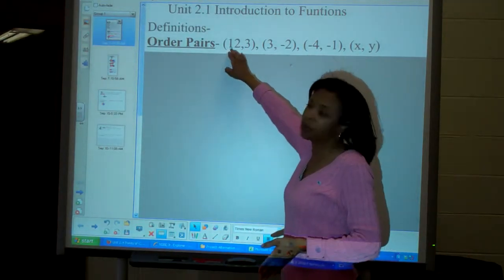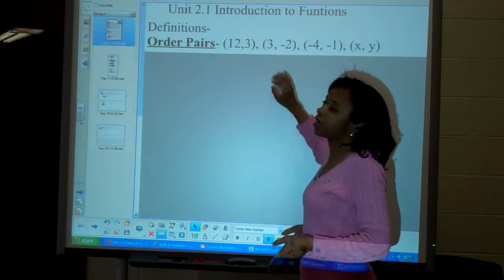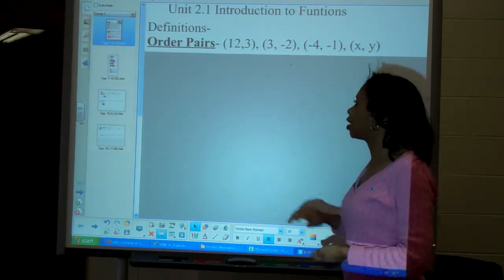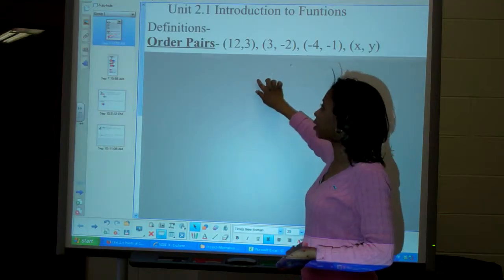So for example, our ordered pairs are (12, 3), (3, -2), (-4, -1). Those are four sets of ordered pairs.